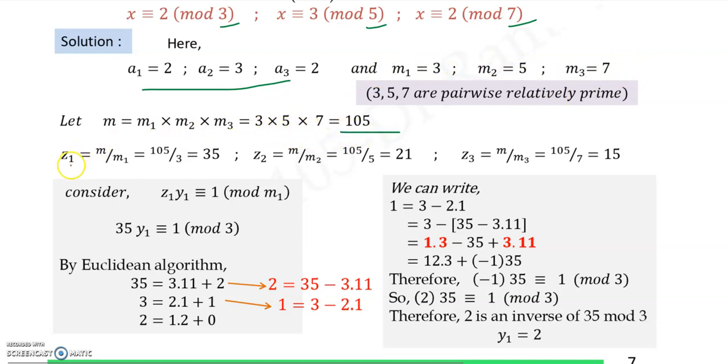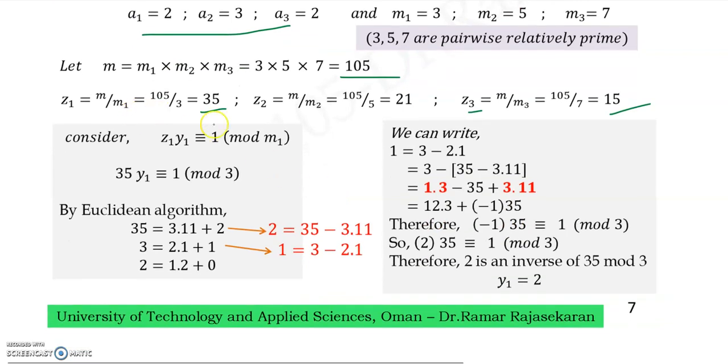Now what is z1? Nothing but m by m1, so that is 35. z2 is m by m2, that is 105 by 5, 21. Similarly you can find z3, that is 15. Now actually this is a method to find the unique solution x.